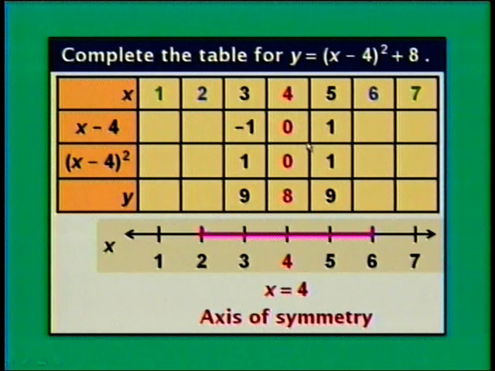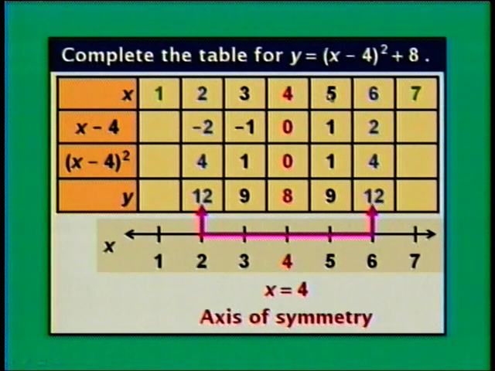How about if we go 2 units left and right of x equals 4? Well, 2 minus 4 is negative 2, and 6 minus 4 is positive 2. What are we doing to those numbers? We're squaring them, and if you square negative 2 or positive 2, the result is 4. Adding 8 to 4 gives us a y-coordinate of 12 at both x equals 2 and x equals 6. It is indeed true that x equals 4 is our axis of symmetry.